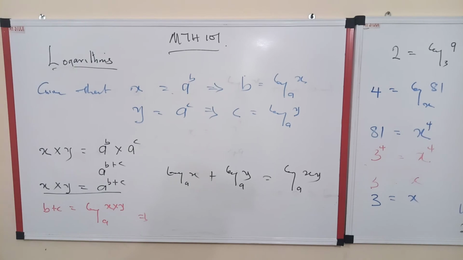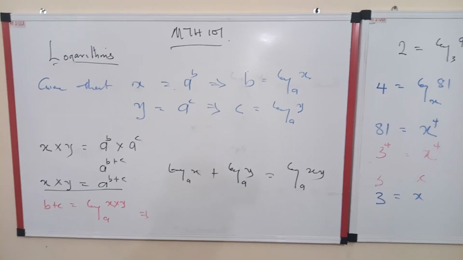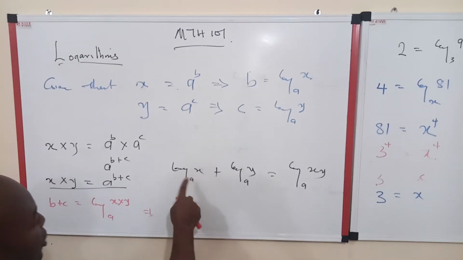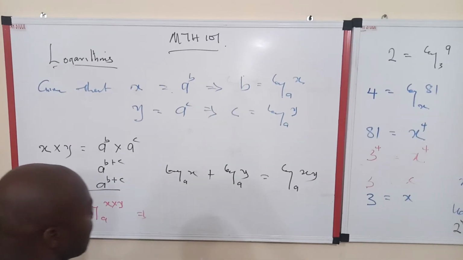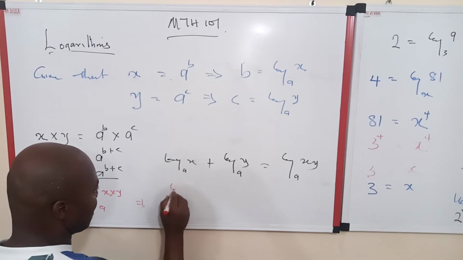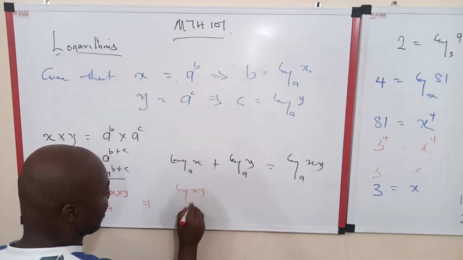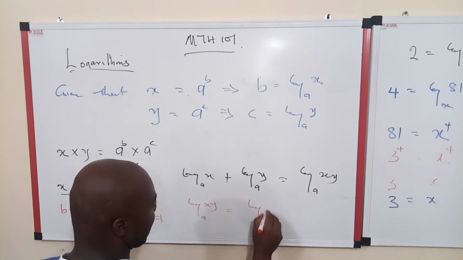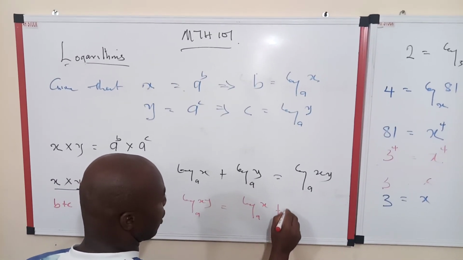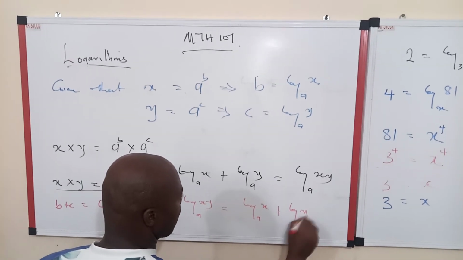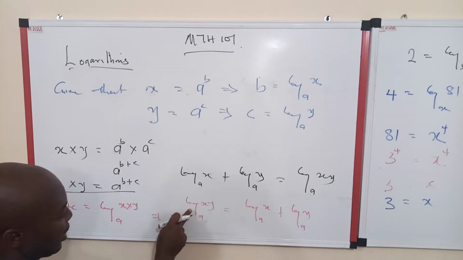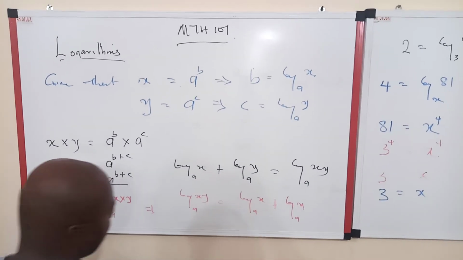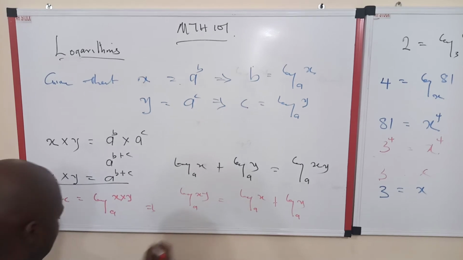Now with this, we can make a brief statement: the log of the product is equal to the sum of their logs. That is, we can also write the log of x times y to base a as equal to the log of x to base a plus the log of y to base a. So we are saying that the log of the product of these is equal to the sum of their logs.